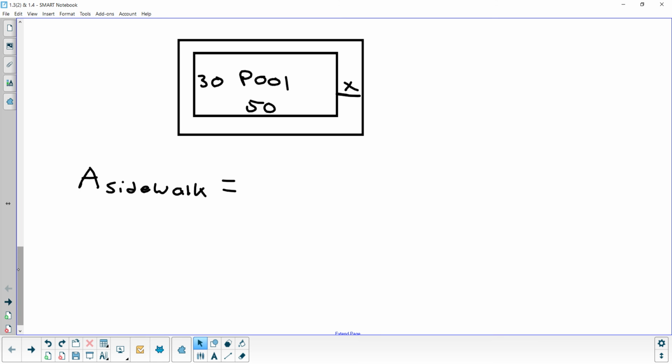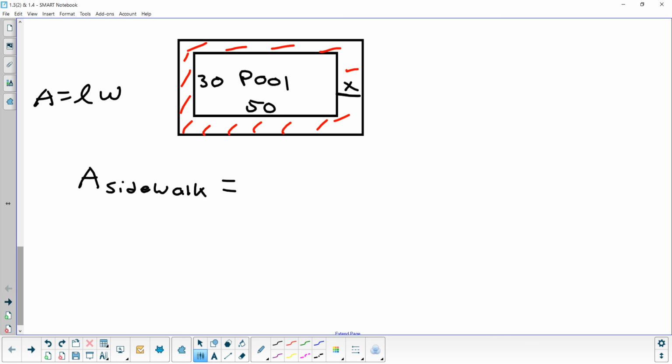Yeah, Haley? Would it be length times width? So that's how we're going to find the area of each rectangle. The area of a rectangle is length times width. But how could we figure out just this? Just that shaded part around the edge.